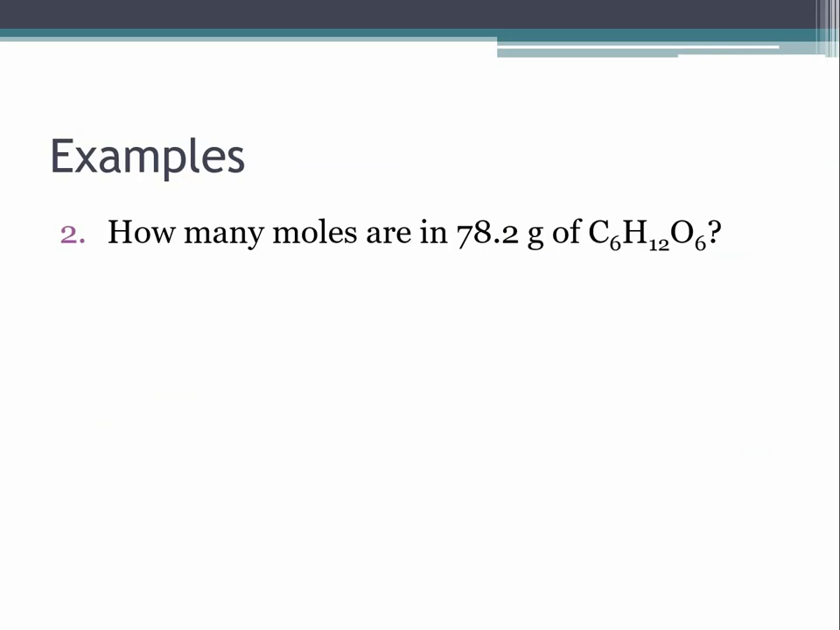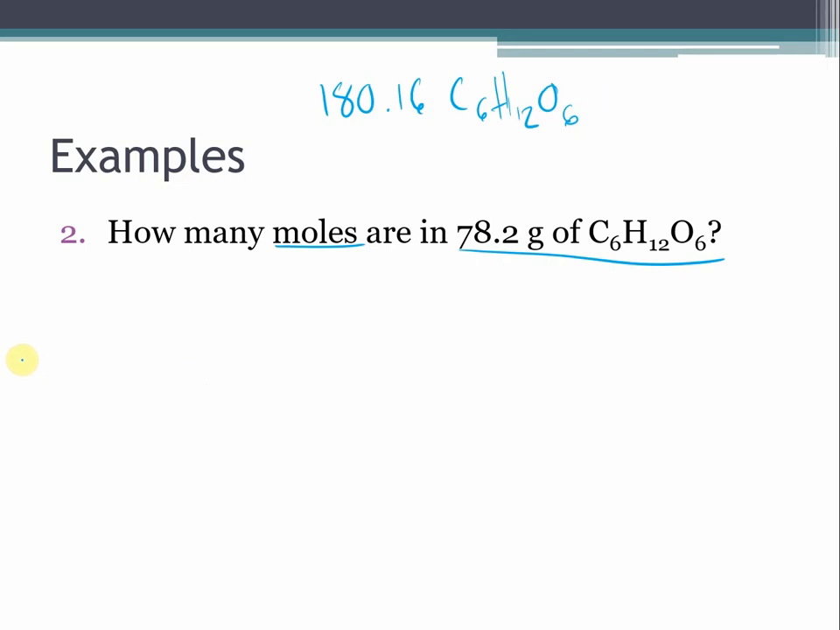We'll do one more like this. Example number 2 is going the other way. It says how many moles are in 78.2 grams of C6H12O6. We already found the molar mass for this compound in an earlier example. The molar mass of glucose is 180.16 C6H12O6. So we're going to work this problem just like every other dimensional analysis.